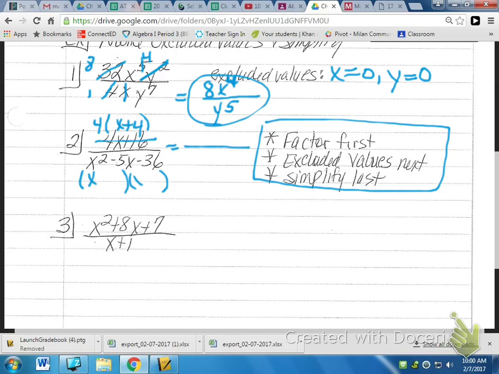X and x. Okay, the minus in front of the 36 means what? Different signs. We need the factor pair of 36 whose difference is 5. What would that be? Megan? 9 and 4. How do I know which one goes where?